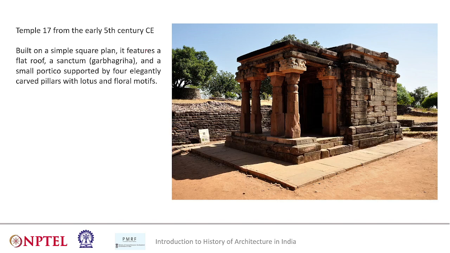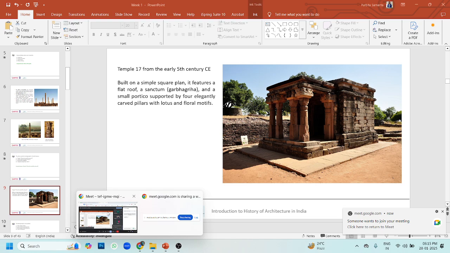This is temple number 17. It is built on a very, very simple square plan. It has flat roofs, as you can see. There's one sanctum. Sanctum is basically nothing but the garbhagriha, where the deity is placed, and a very small portico with four columns at the front. If you look at the columns also, you can see these lotus motifs and animal figures over here. And this is basically the carved pillar that you see here.